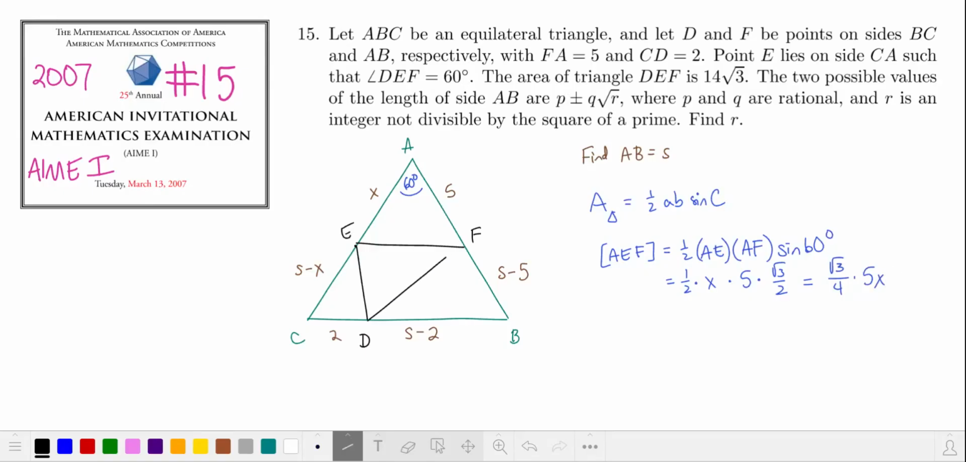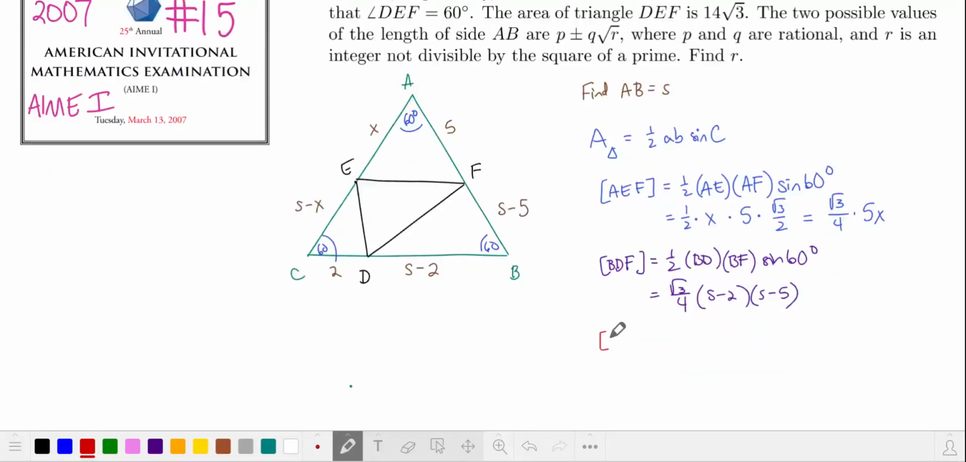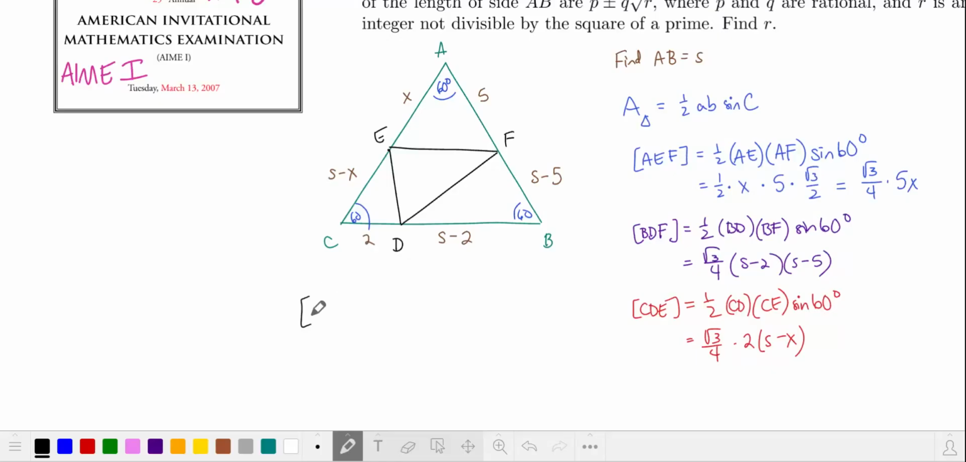And we'll repeat this for triangle BDF. I'll pull out the root 3 over 4, and we have s minus 2 times s minus 5. And the third triangle on the right, CDE. And the two side lengths are 2 and s minus x. And we note that the area of the equilateral triangle ABC is root 3 over 4 times s squared. Also, this is 60 degrees.